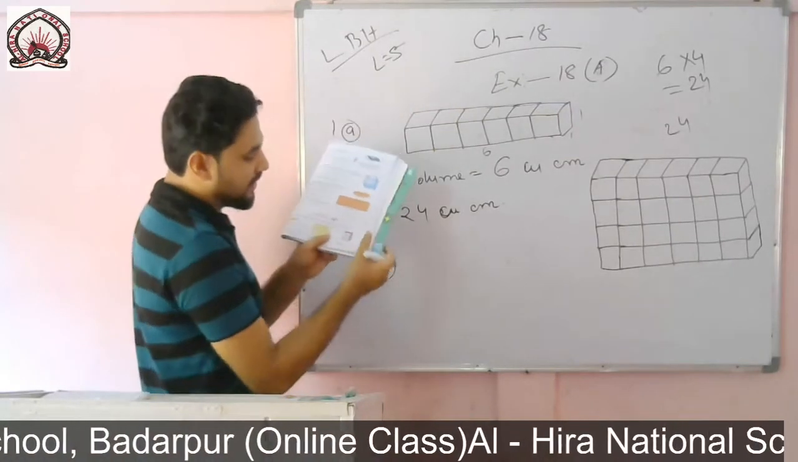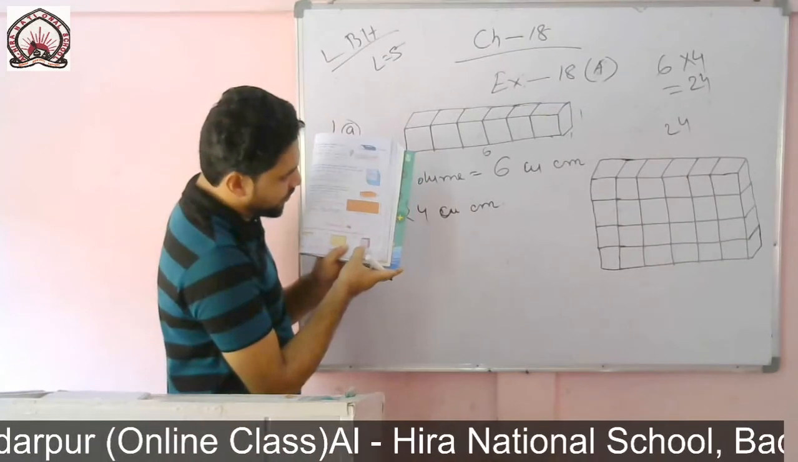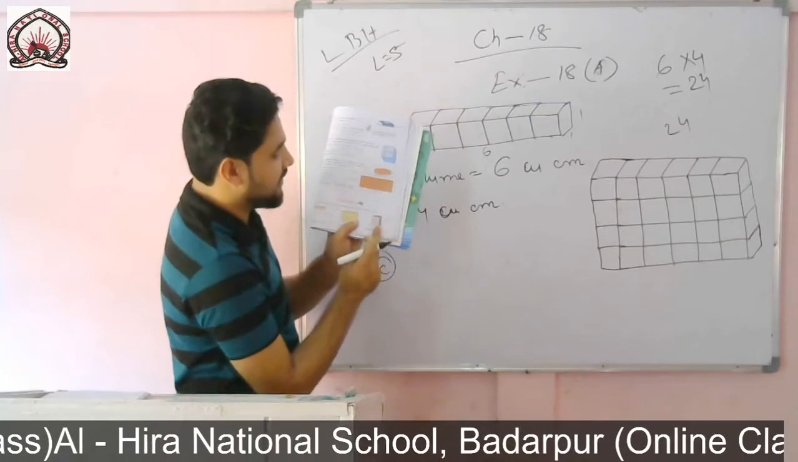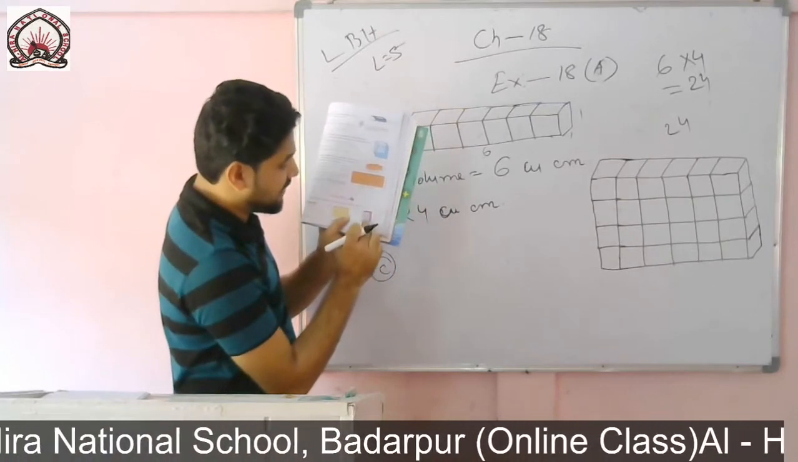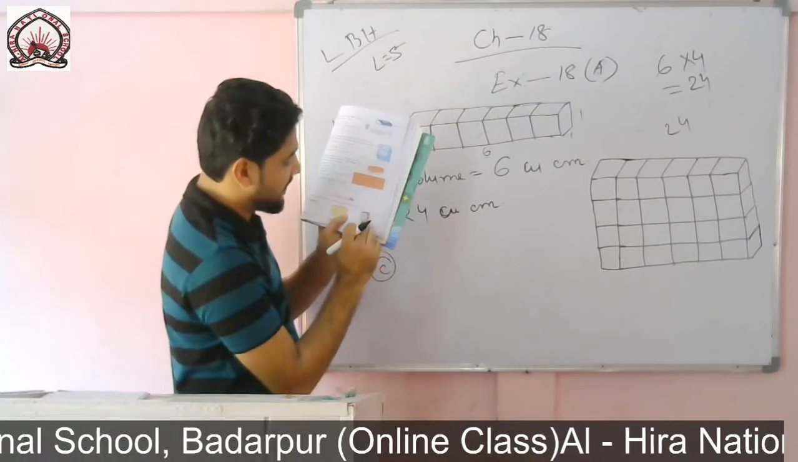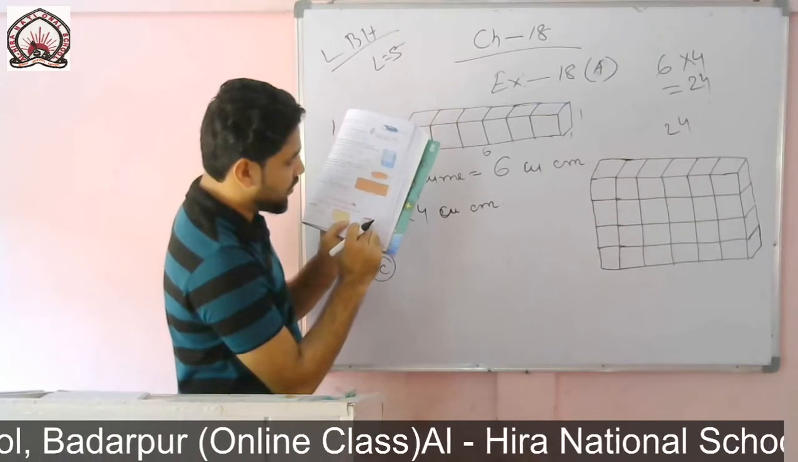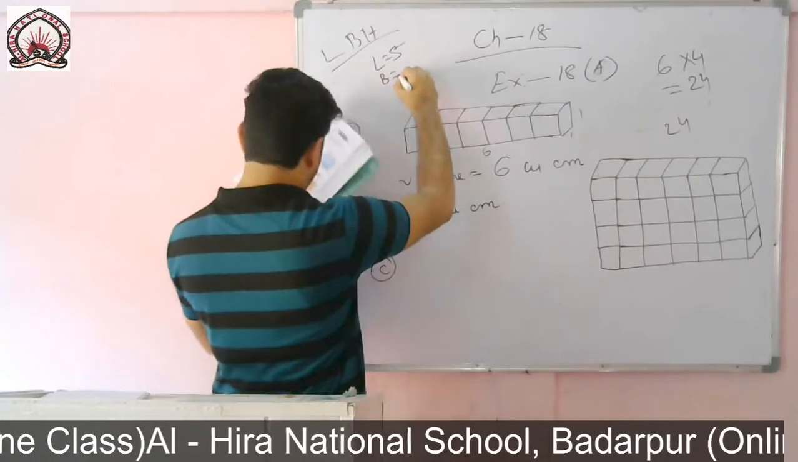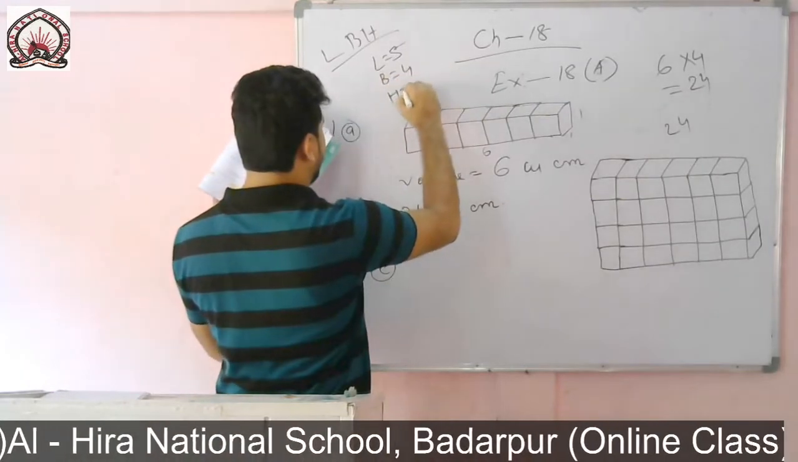You open your book and check. Length 1, 2, 3, 4, 5. Breadth 1, 2, 3, 4 and height. You see the vertical boxes. You count the number of vertical boxes. 1, 2, 3, 4, 5, 6. Okay. Length 5, breadth what? 4 and height what? 6.